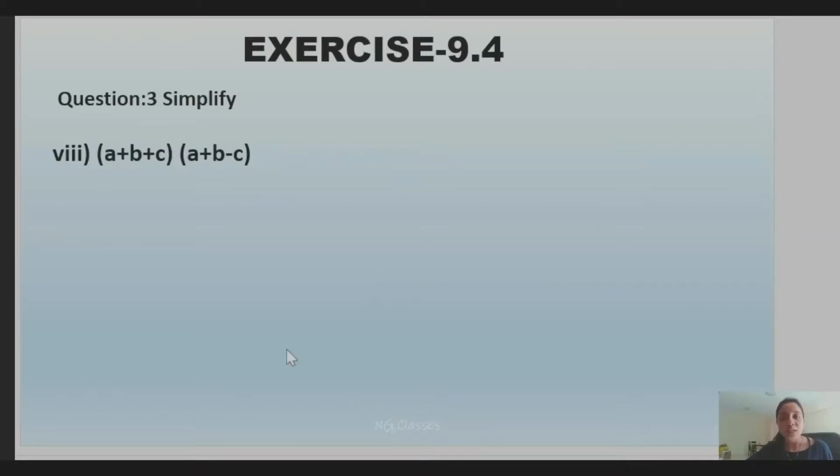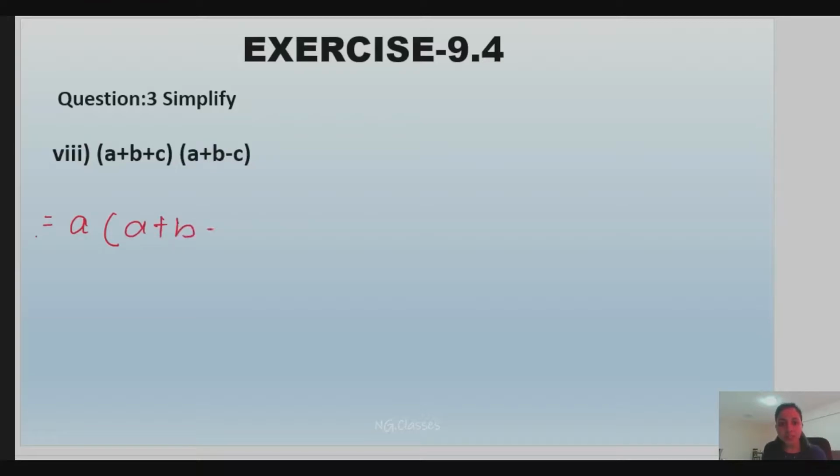Here we are going to multiply trinomial with trinomial. By following the previous process only, we will do the multiplication. So each term, that is the first term a, I will multiply with the first term, then with the second term, and then with the third term. And then for the next term, I will do the same thing. Okay. So do it. So here we will multiply a with a plus b minus c.